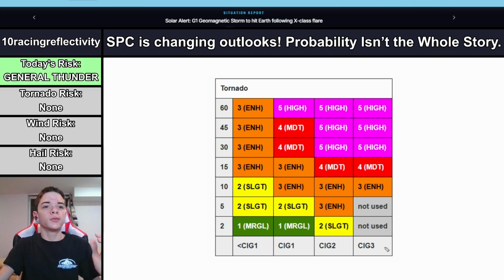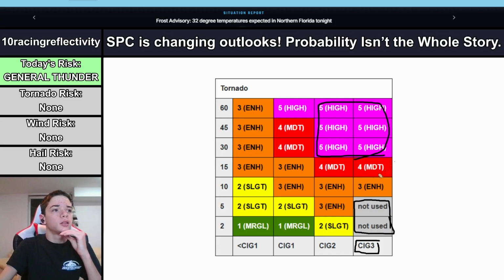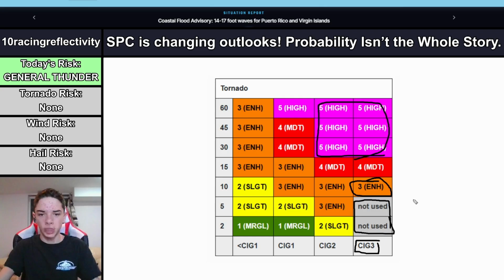Like for example, we've got CIG3, you cannot use it on 2% or 5%. And another thing is just a 30% CIG5, CIG3 or 2 can be a high risk, and the least you can have for CIG3 is an enhanced risk. You cannot get a slight or a marginal risk with CIG3.